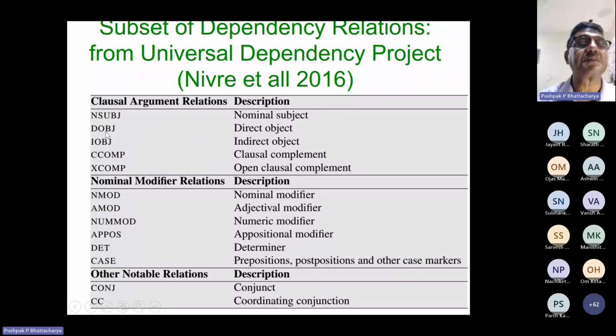Constituency parsing requires part-of-speech tags. So if part-of-speech tags are, is there a question?